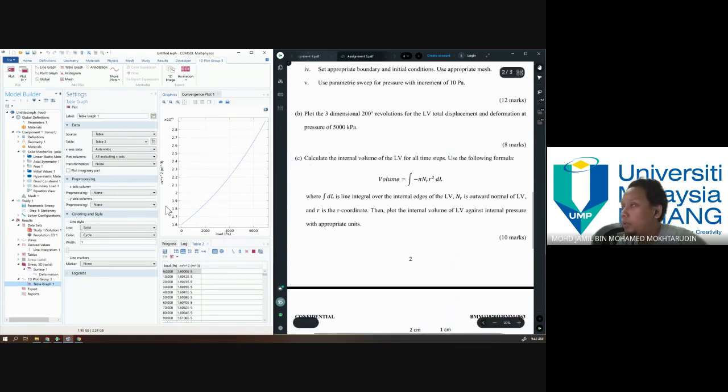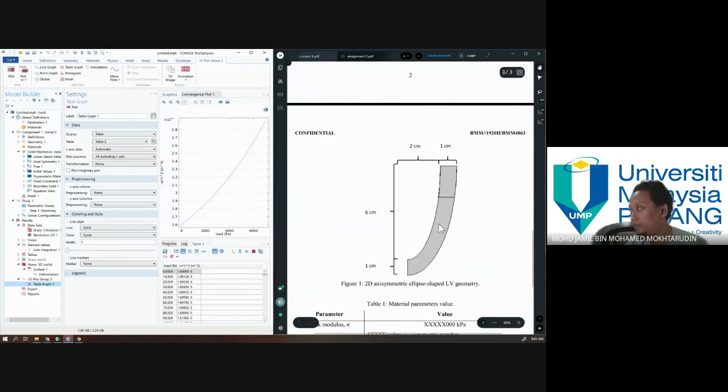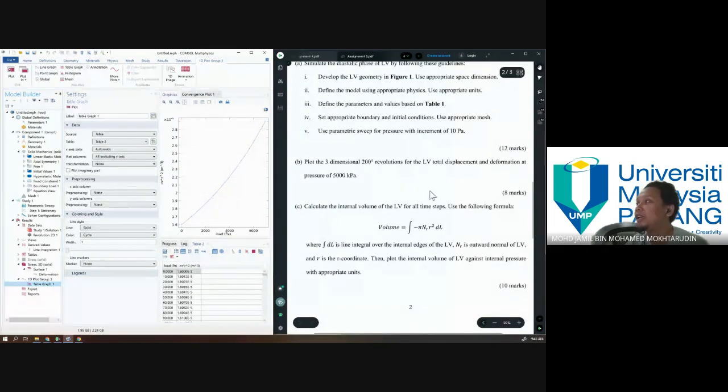Okay, so when you apply pressure, apply load, the volume is increasing. It doesn't show any sign of reaching a steady state value. Okay, so this is for assignment 5. And last one, assignment 6.